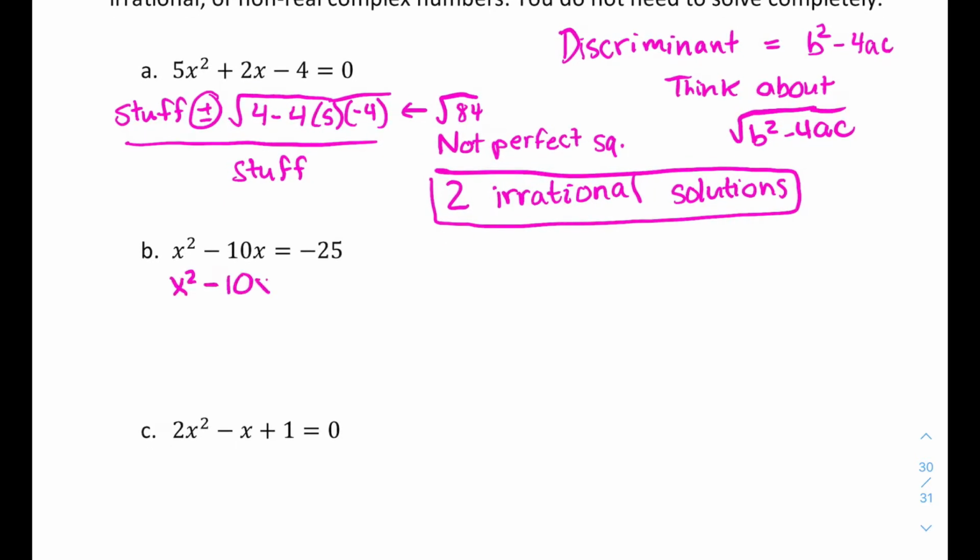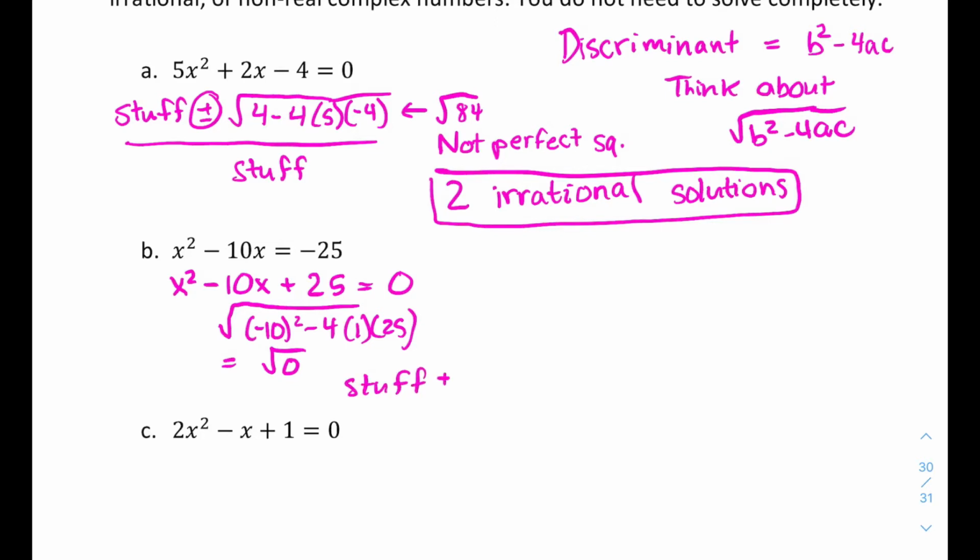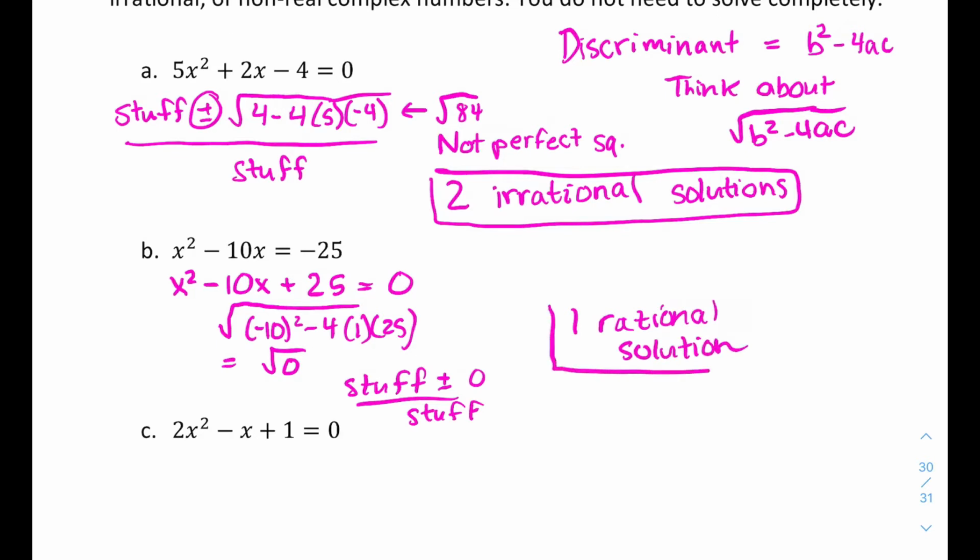If we look at another one, get 0 on one side first, and then my discriminant would be inside my radical, negative 10 squared minus 4 times 1 times 25, which is just going to give me 0. So 0 is a perfect square. Square root of 0 is just 0. So I'm going to have my value plus or minus 0 all over 2a. So that's going to give me one rational solution. There's just one because if you add 0 or subtract 0, you get the same value.